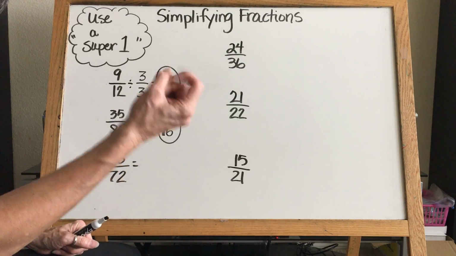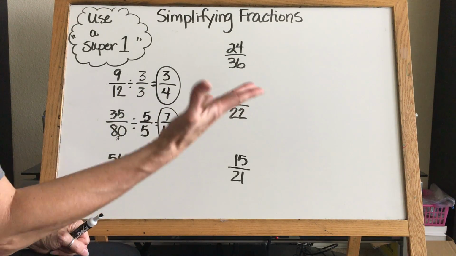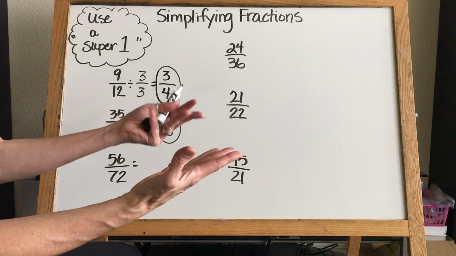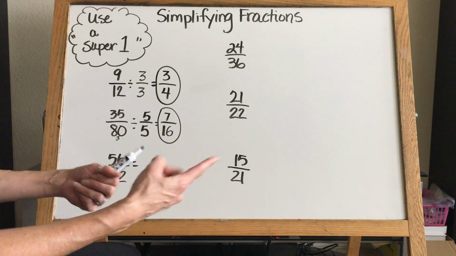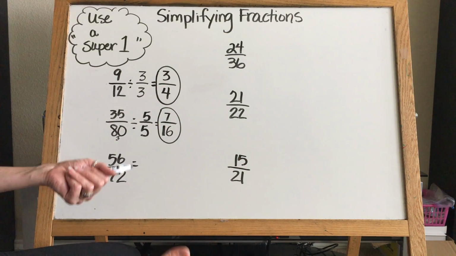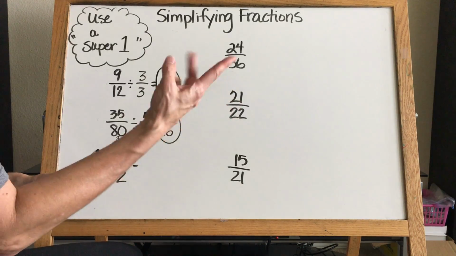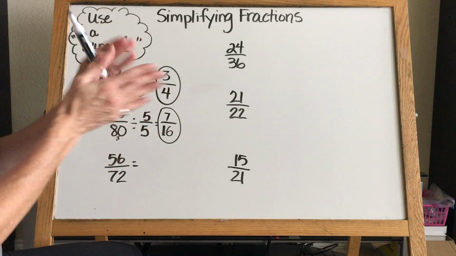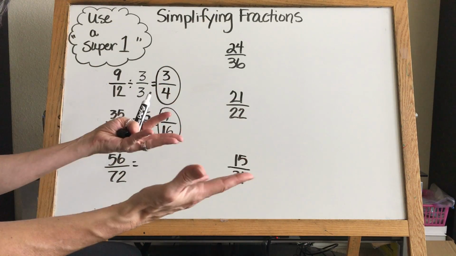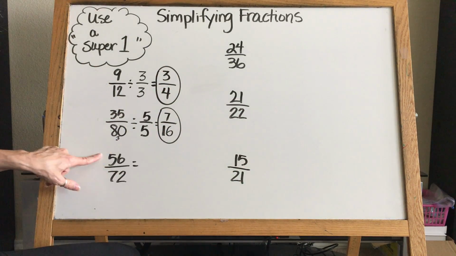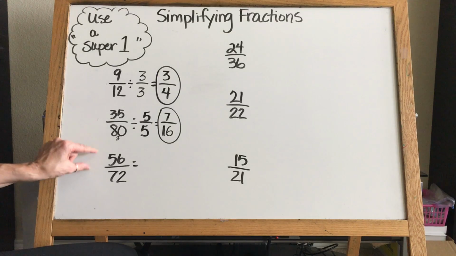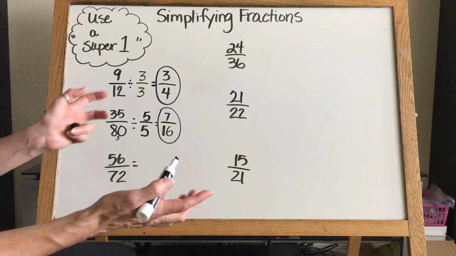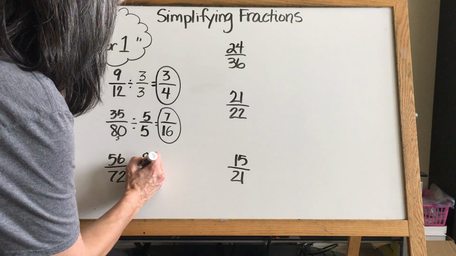Well, if we sing 7, 14, 21, 28, 35, 42, 49, 56, 63, 70, and 77, it's not in our 7 song. So let's try our 8. 8, 16, 24, 32, 40, 48, 56, 64, 72. There it was, 72. So we know 8 goes into both of these. So that's most likely the biggest common factor they have.